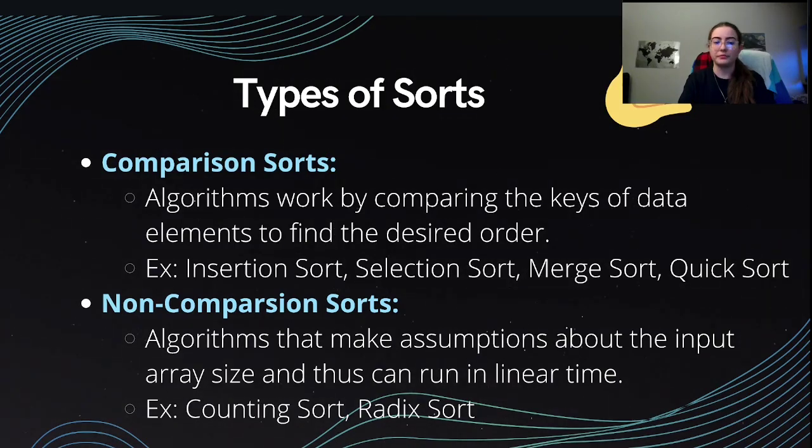sort, and quick sort. And then we also have our non-comparison sorts, which are algorithms that make assumptions about the input array size, and so therefore they can run in linear time. What this basically means is that there are no comparisons between values that occur. Instead, the algorithm relies more on integer arithmetic on keys, so there's no comparator. It's only arithmetic on keys. That's how it's sorted. Examples of this include counting sort, radix sort, and I believe bucket sort is also part of this. So we're going to take a look at radix sort.